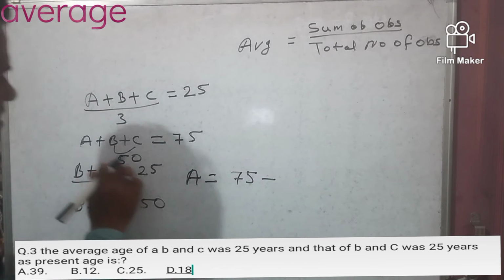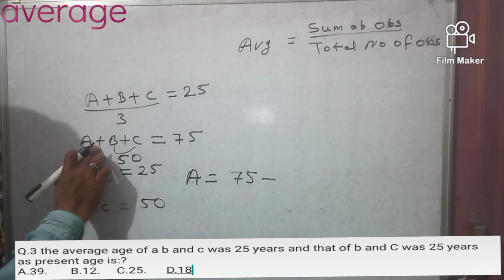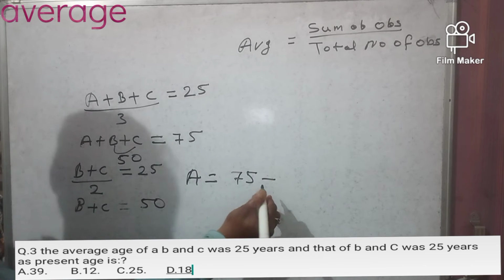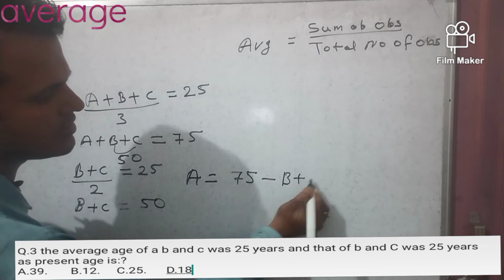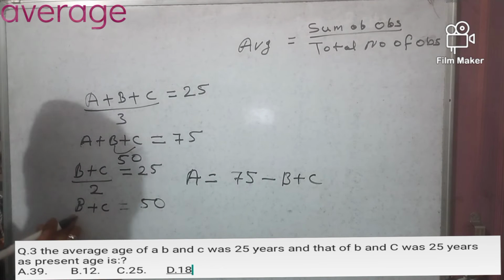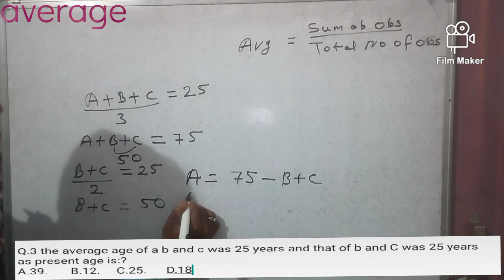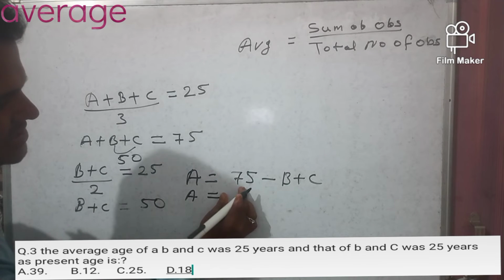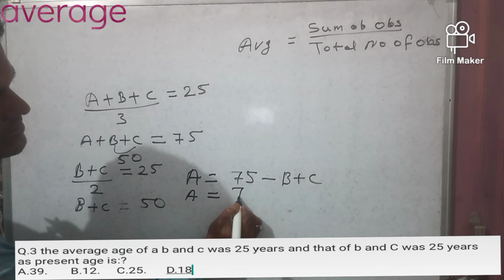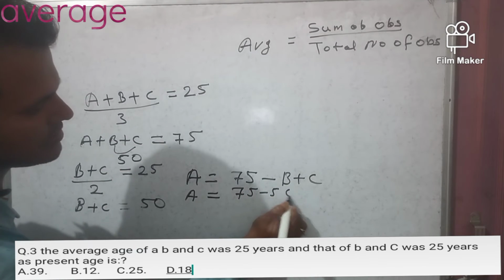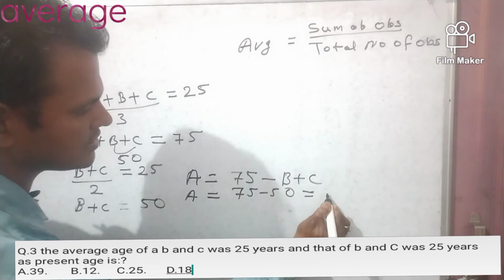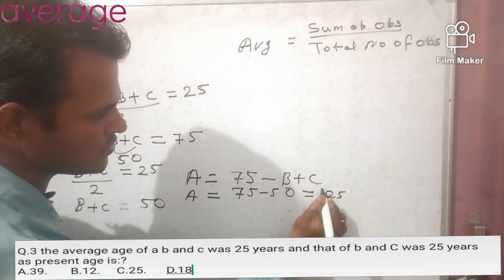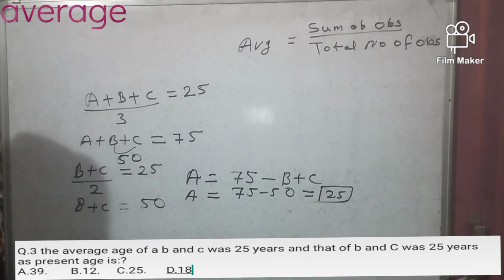So A is equal to 75 minus B plus C. This is plus, so there will be minus, right? B plus C, and we know that B plus C is equal to 50. So A is equal to 75 minus 50, right? So the answer will be 25. So A's present age is 25 years, means option C is the correct answer.